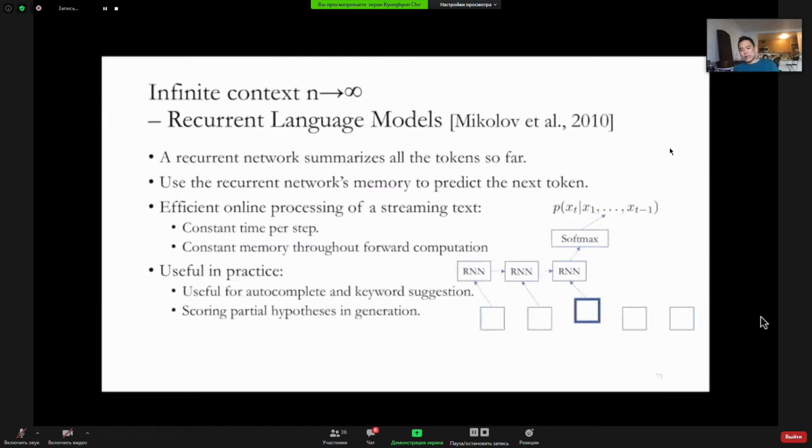This kind of recurrent language model is often used for autocomplete and keyword suggestion on your phones. It can also be useful if you want to do some kind of real-time translation because it allows you to score partial hypotheses on the fly. We'll get to this in more detail soon.